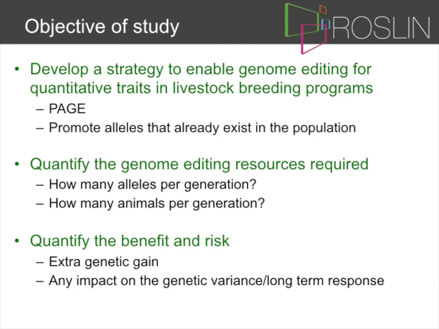So in the context of traits like that, we wanted to look at what genome editing could do. We call this strategy PAGE, which stands for the promotion of alleles by genome editing. The reason we chose this terminology was we wanted to emphasize that we are taking existing alleles within our population and using editing to increase the frequency. This is different from going into other germplasm or other species and pulling an allele and using genome editing to introduce it, novel genetic variation, if you like.